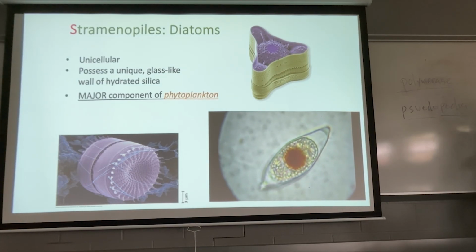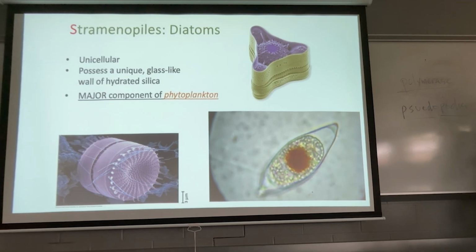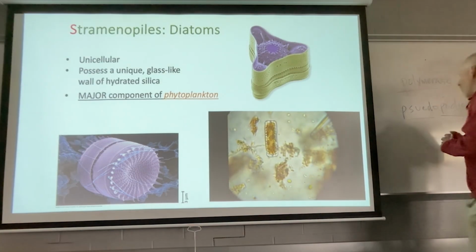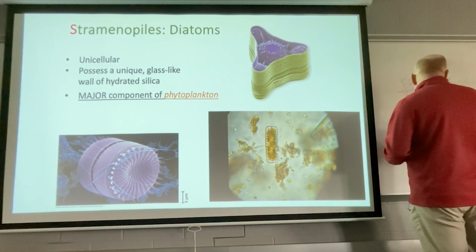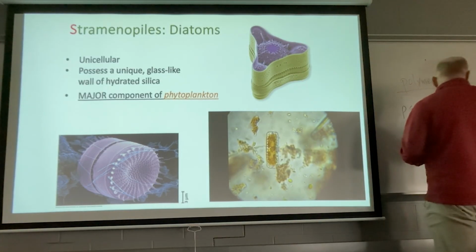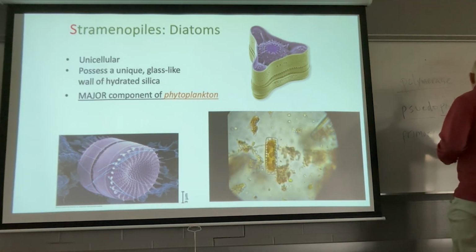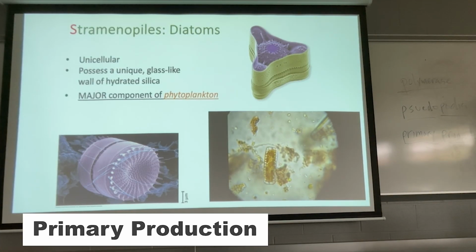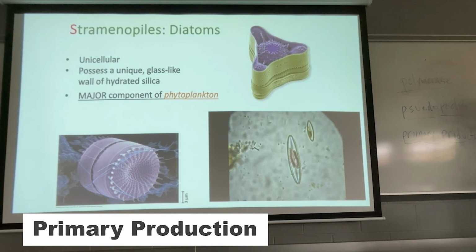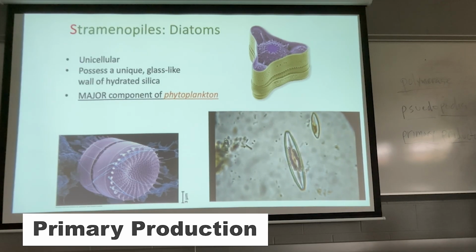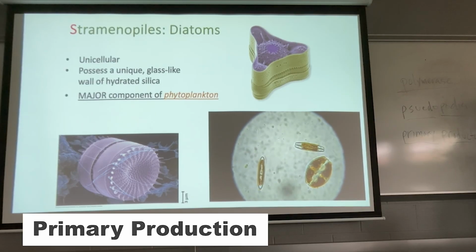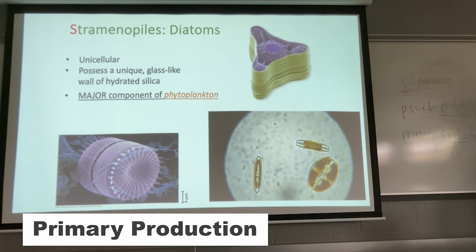These guys are a major component of phytoplankton in marine and freshwater environments. So they are a major contributor in aquatic environments to a term we used yesterday called primary production, right? So they are the primary capturers of energy into our system here, light, to use photosynthesis to produce sugars. And they are the base of the food chains in almost all aquatic environments.